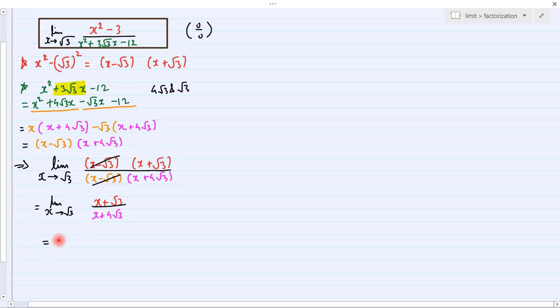So we are ready to substitute our limit into x plus root 3 and x plus 4 root 3. So let's replace our x by root 3. So we'll get root 3 plus root 3 upon root 3 plus 4 root 3, which will give us 2 root 3 upon 5 root 3, or we can say 2 by 5 is your final answer. Ta-da!